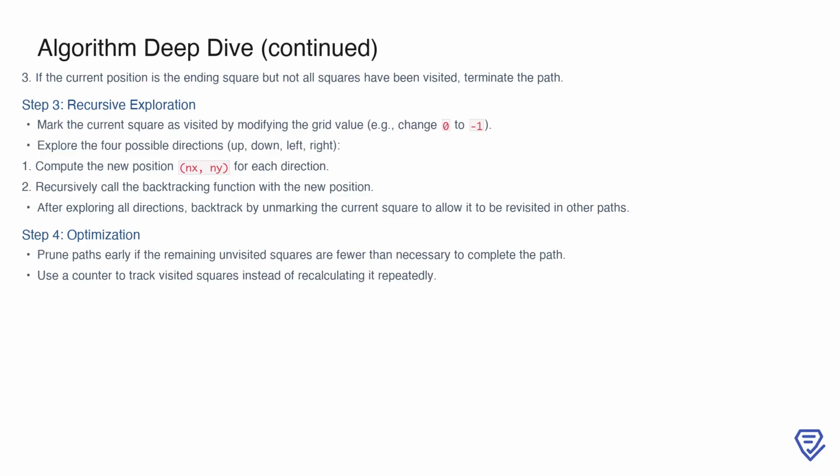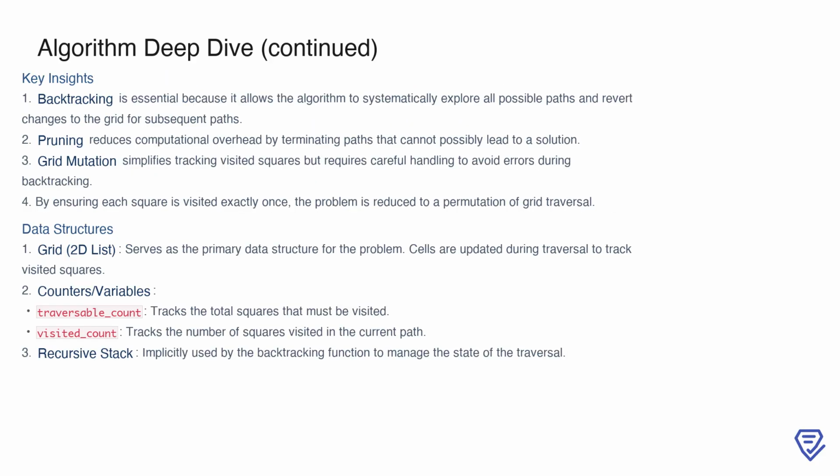This allows the square to be revisited in alternative paths, which ensures we explore every possible route. For optimization, we can prune paths early by checking if the remaining unvisited squares are fewer than the number needed to complete the traversal. Additionally, we use a counter to track the number of visited squares efficiently, avoiding redundant calculations.